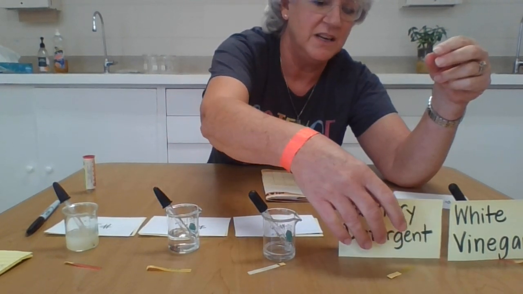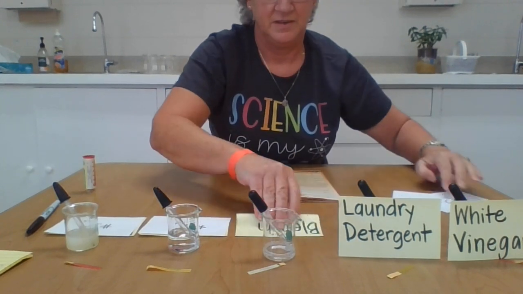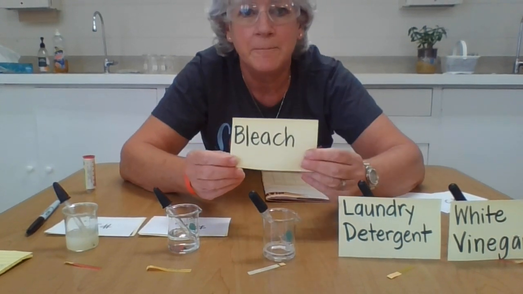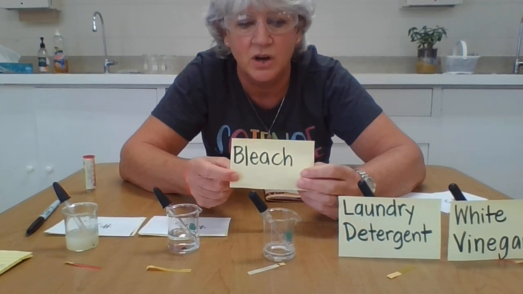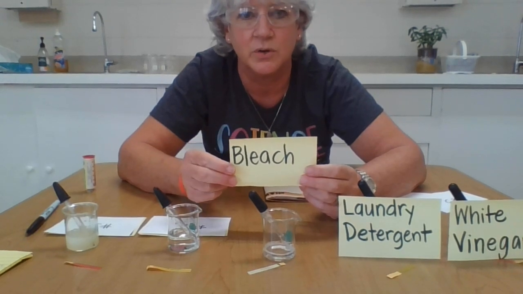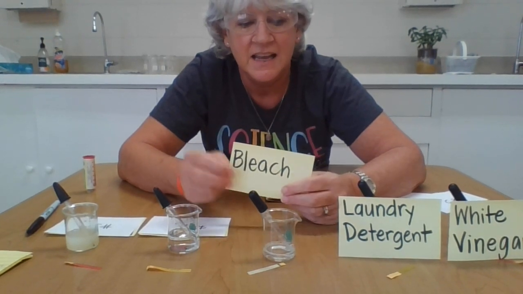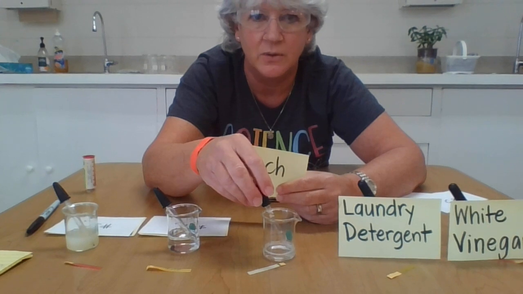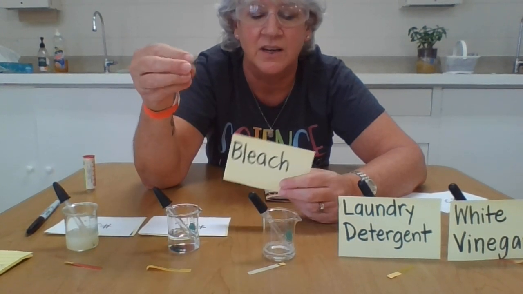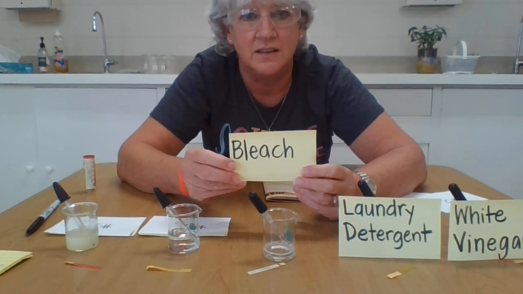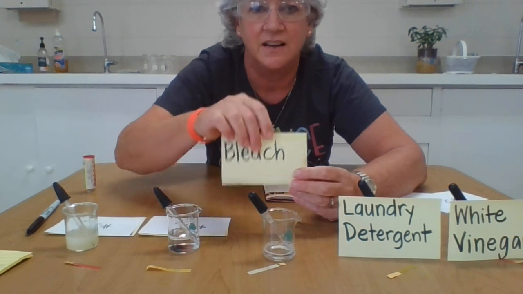All right, number 3. Aha! Bleach. Remember this had that really strong odor and it immediately turned dark blue, which meant it was very alkaline. If I touch this with my fingers, which I'm not going to, it would be very slimy and slippery, which tells me that it's definitely on the alkaline or basic side of the scale.